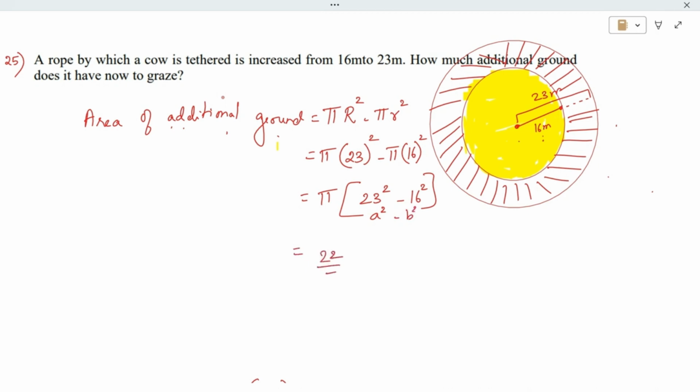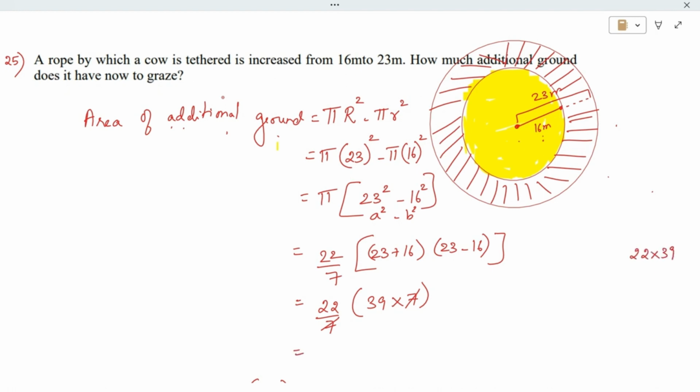Pi value is 22 by 7. So what is a square minus b square? a plus b into a minus b, right? So 23 plus 16 into 23 minus 16. Okay, as I said, you can either square and subtract, that is also right. So keep 22 by 7 as it is. And what is 23 plus 16? It is going to be 39, and 23 minus 16 is going to be 7. So 39 times 7. So now I can cancel 7 and 7 because all are in multiplication. So finally I have 22 times 39. So I'm multiplying it.